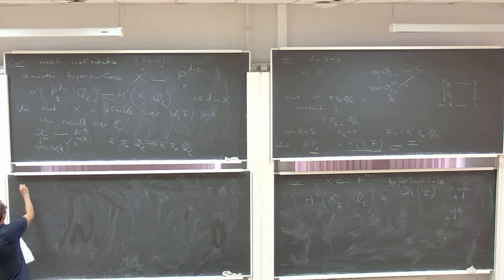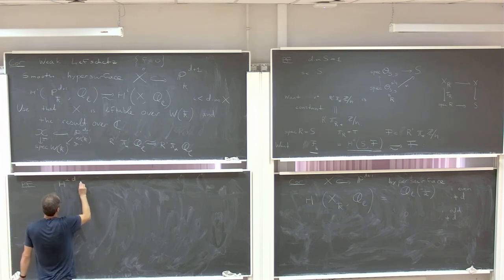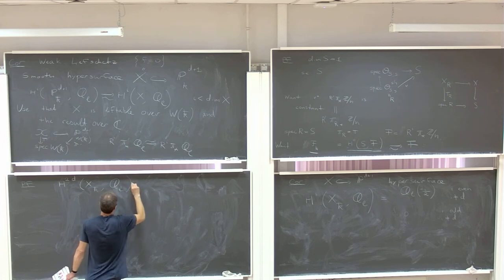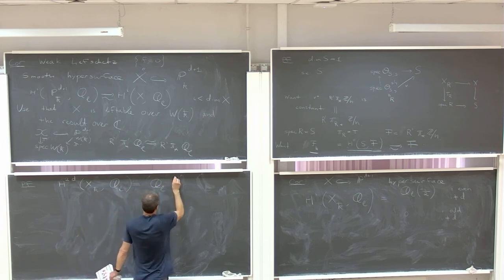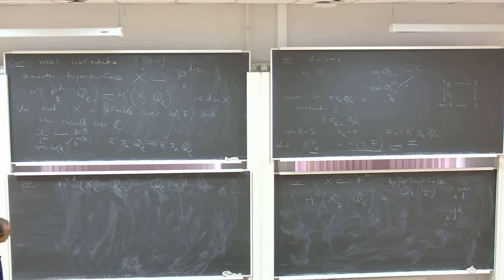So, proof. First of all, I claim that H^{2d}(X_K-bar, Q_l) is Q_l(-d). That's a special case of that. So how to see this? Well, you have this lifting of X over the Witt vectors, over the spectrum of the Witt vectors of K-bar.